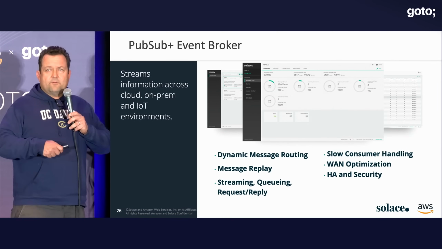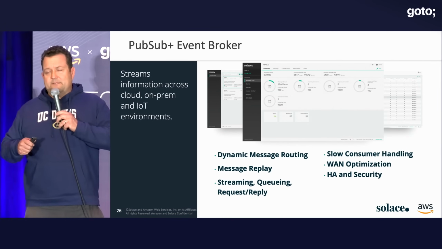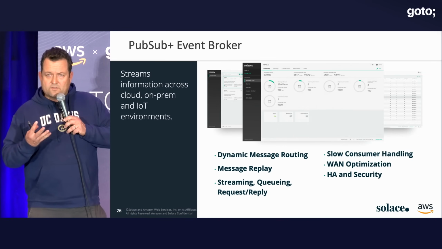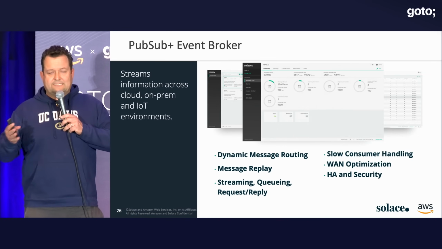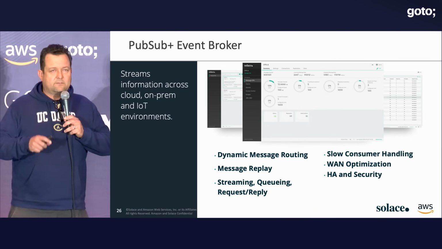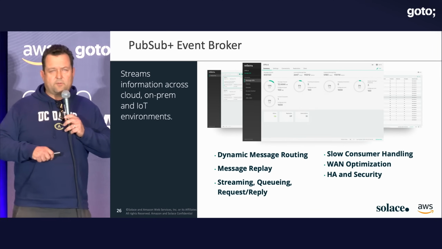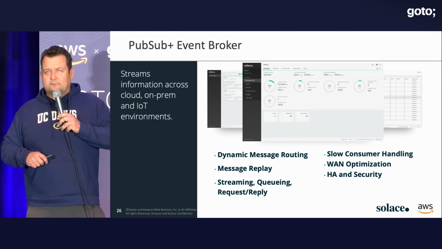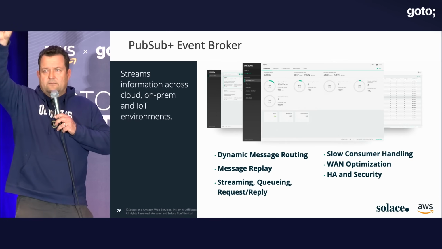The event broker is obviously a key piece of technology. It is the heart of the runtime, and it supports things, as we've mentioned, like dynamic routing, but also message replay and different patterns: streaming, queuing, request-reply. Slow consumer handling. Is anybody here familiar with slow consumer handling?